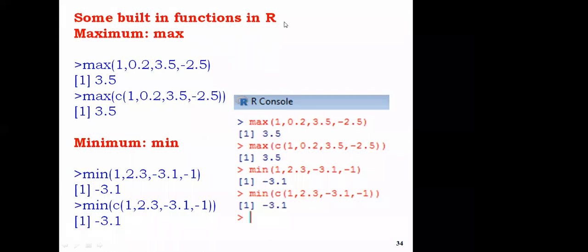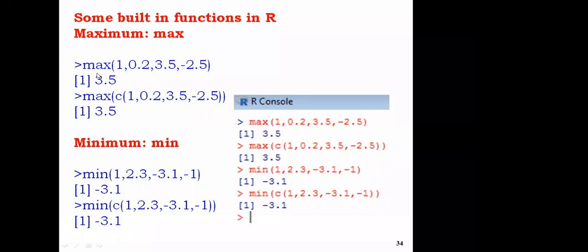Some built-in functions in R. These are already there in R. Maximum is written as max, M-A-X, and minimum is M-I-N. For maximum, you see 1, 0.2, 3.5, minus 2.5. What is the result? It is 3.5. From the example, we can see that 3.5 is the maximum.